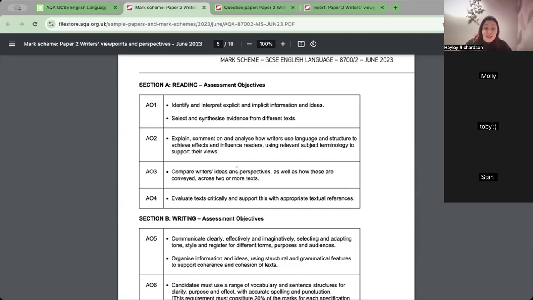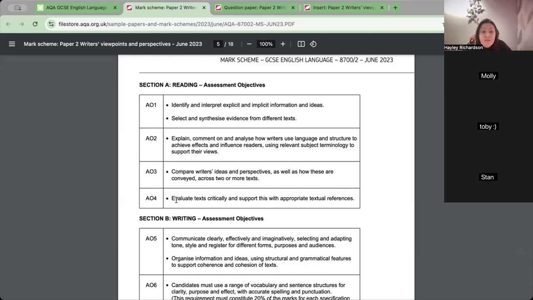And then why? Why did the writer bother? I cannot emphasize this enough. Effect. You'll be sick of me saying it if you've done any other modules with me before. So the effect on the reader. Why have they chosen to do it with that tone? Why have they chosen that vocabulary? Why have they chosen that structure? Why has the writer chosen to do that? Or are they biased? Have they done it just because that's what everybody was doing at that time?